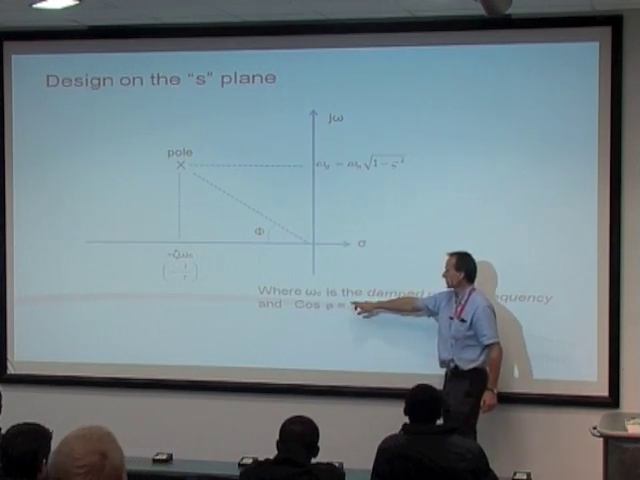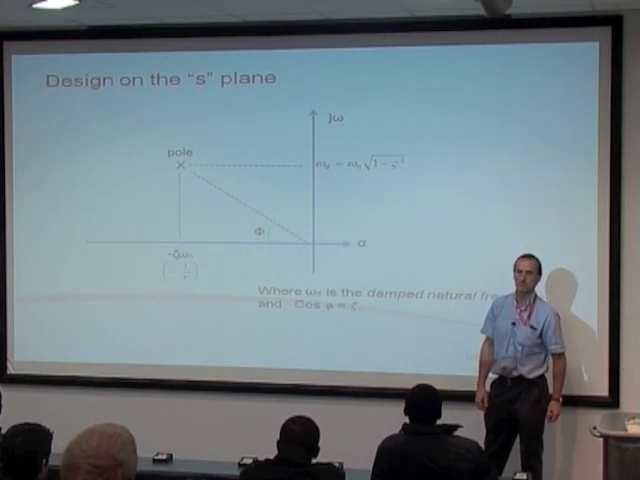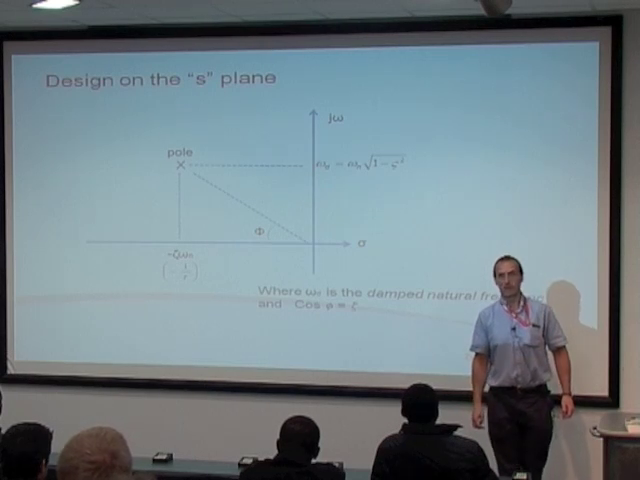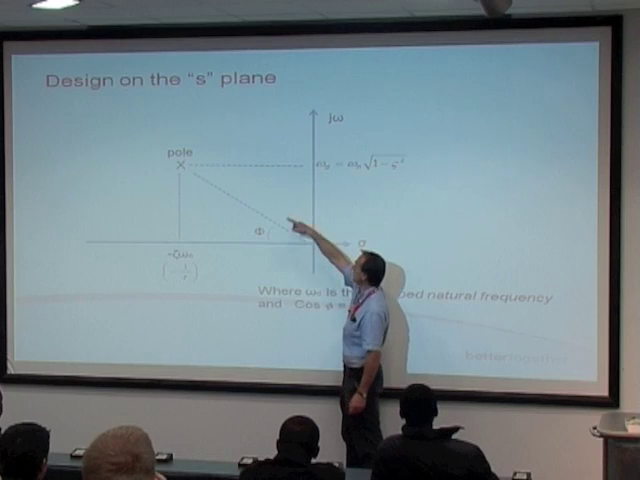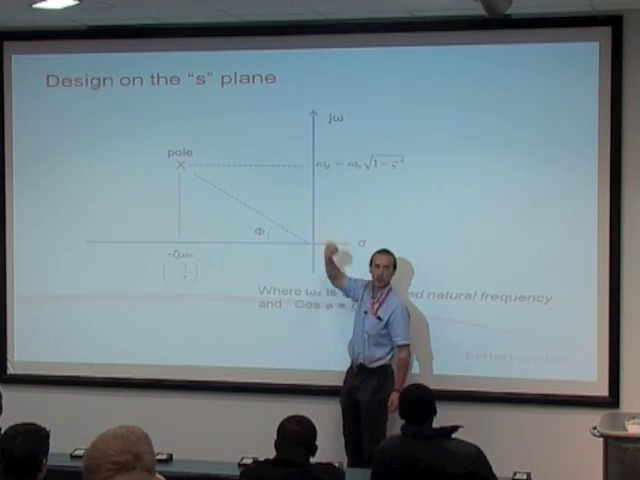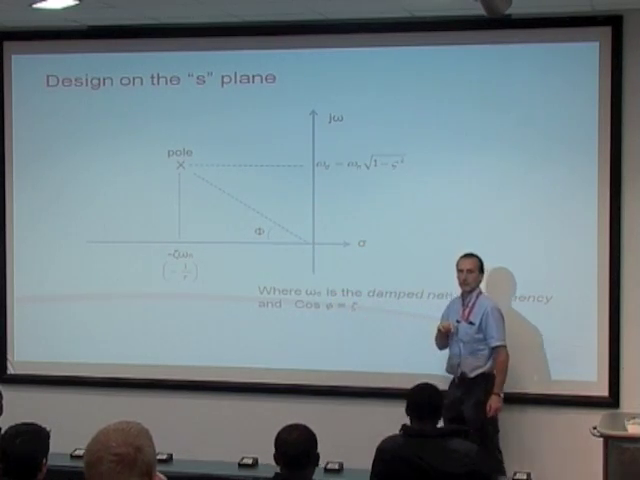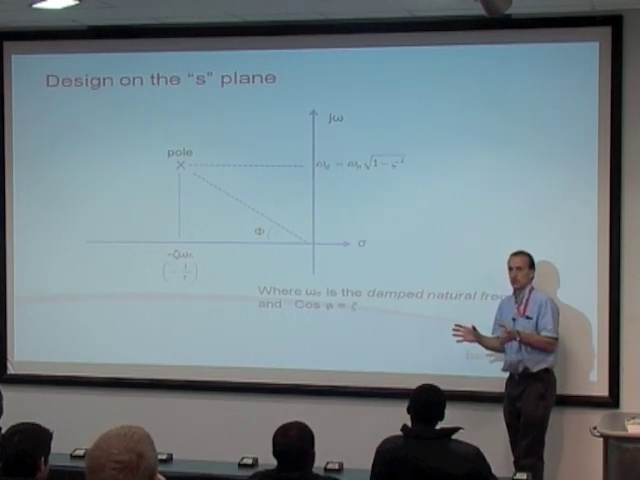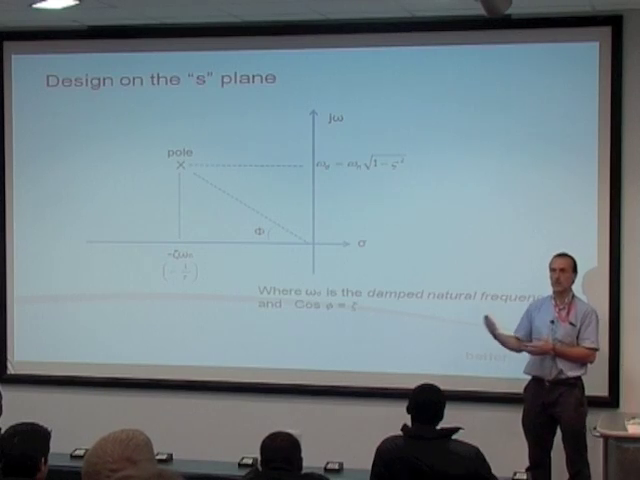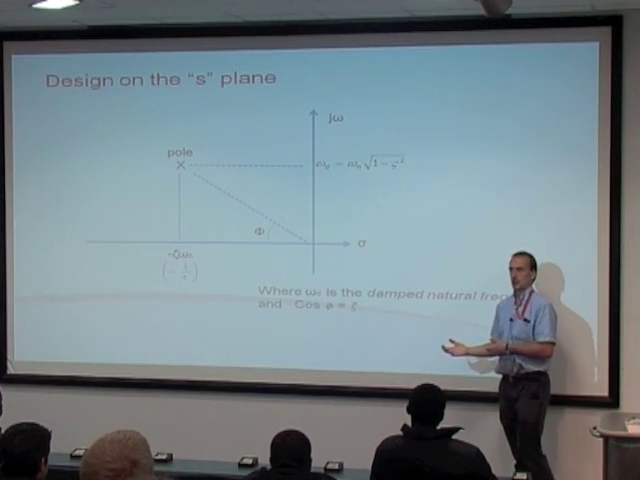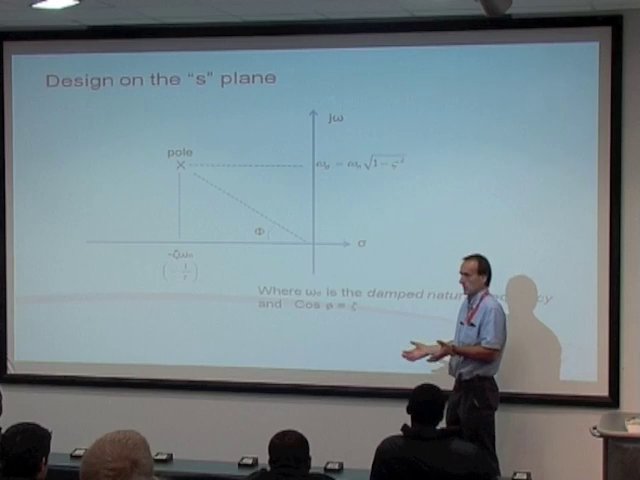When zeta equals 0, what's that angle? What's got a cosine of 0? 90 degrees. So by the time we get to zeta equals 0, that pole is actually going to be sitting on the real axis. Yeah? And surprise, surprise, we then see that omega d, or the imaginary part, is the same as omega n, which is perfectly okay because there's no damping.